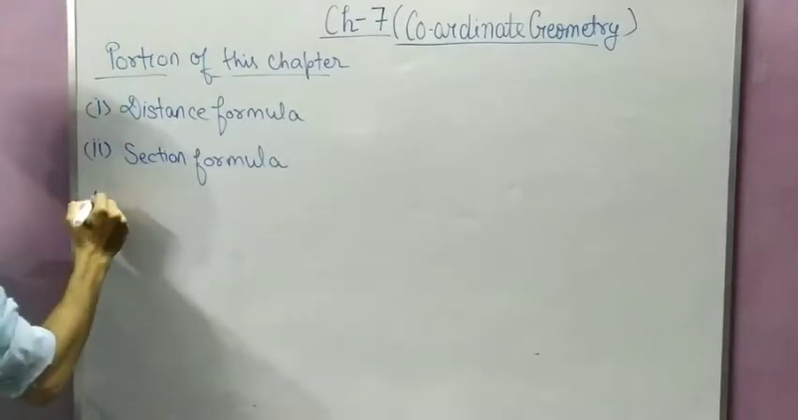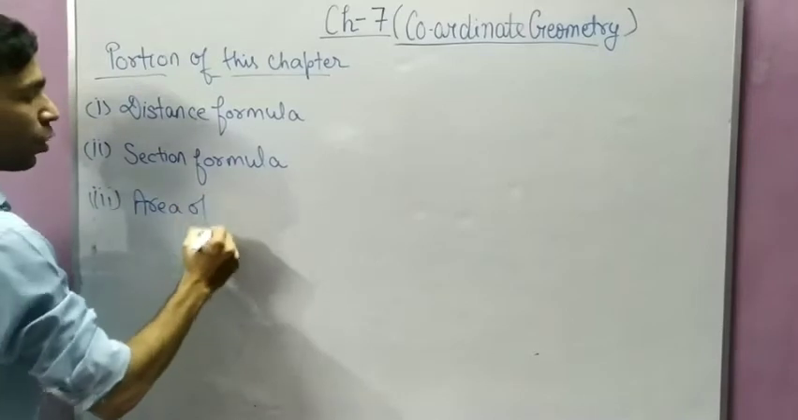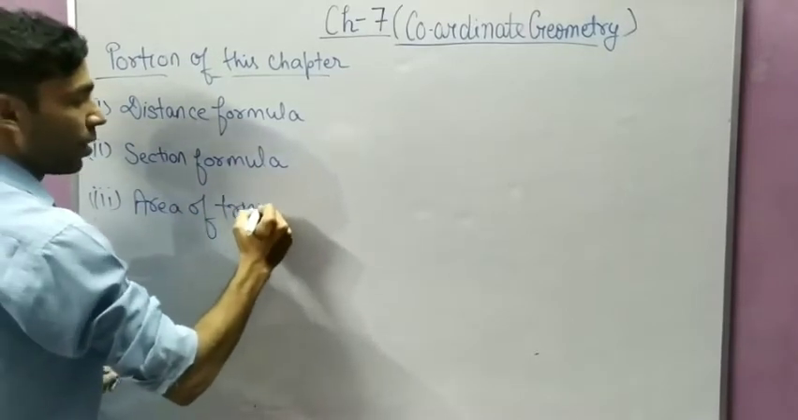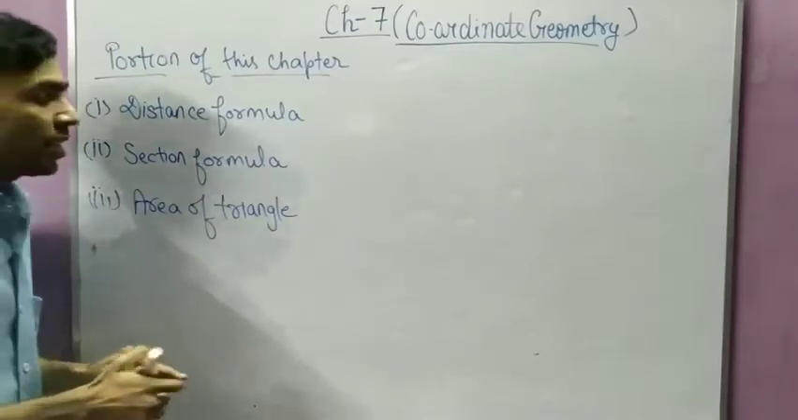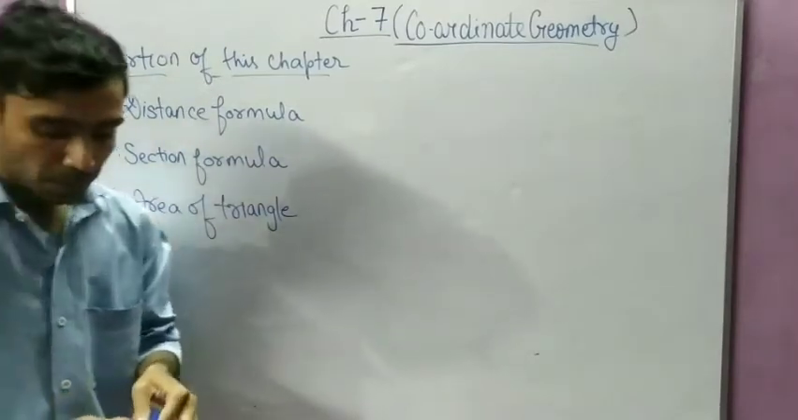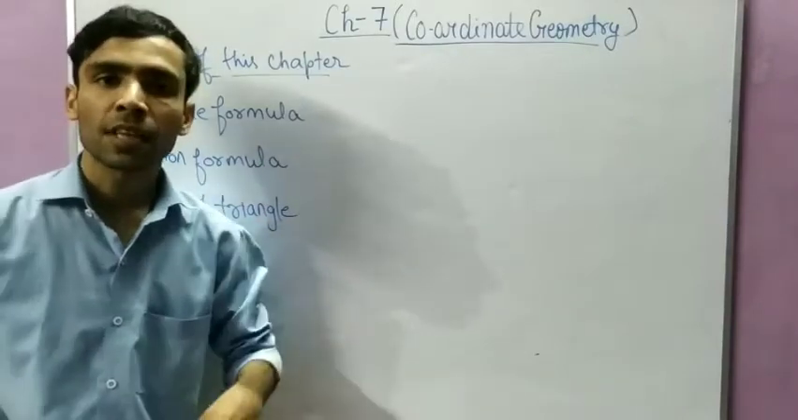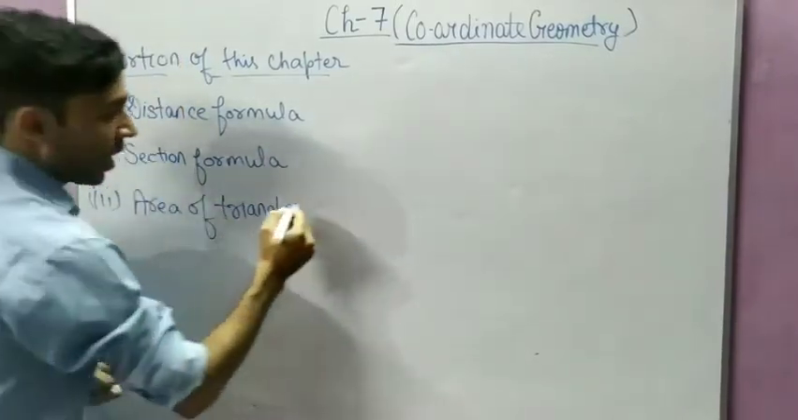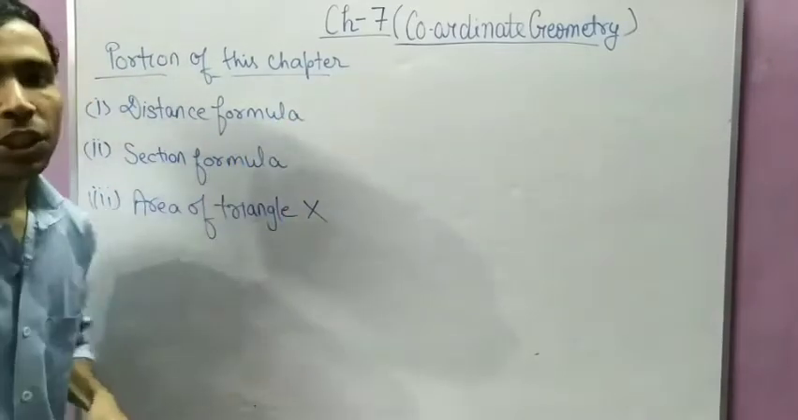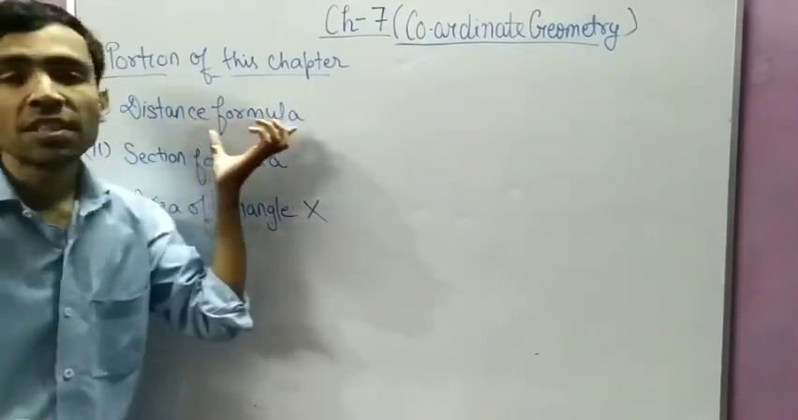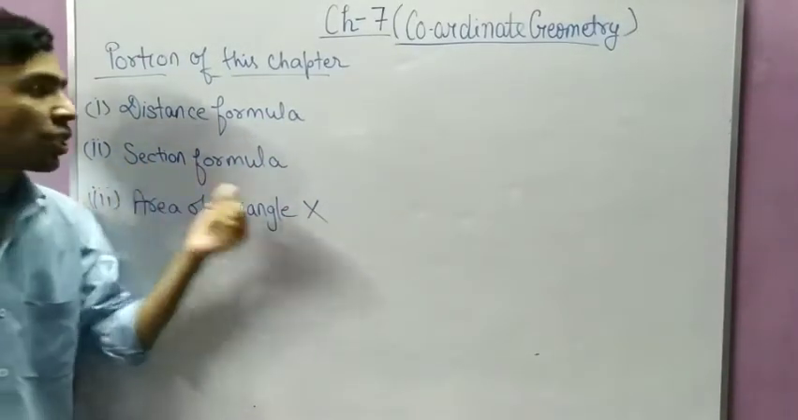Earlier, area of triangle was also included, students. But after the cancellation of some topics, whatever revised syllabus has come, area of triangle has been removed. Only these two parts you have to study. The first part is the distance formula and the second is the section formula.